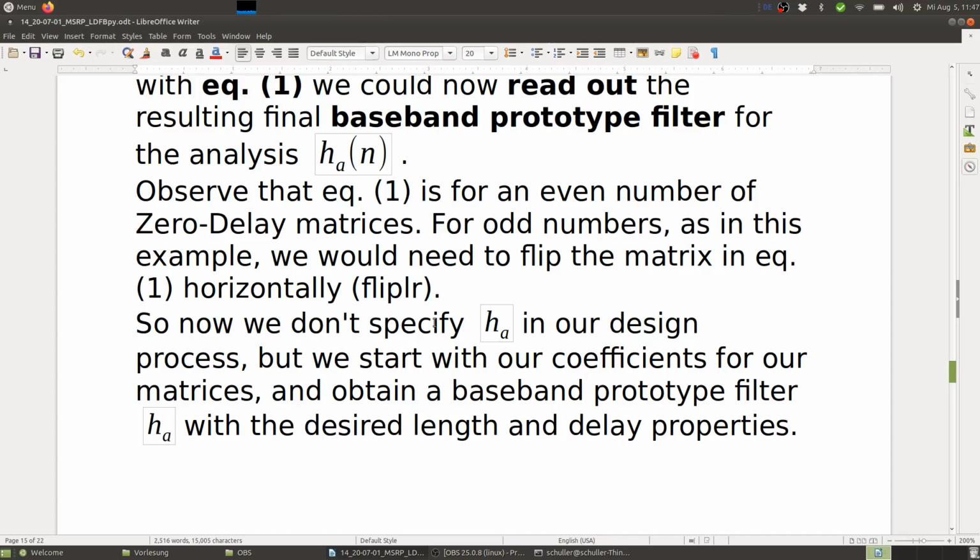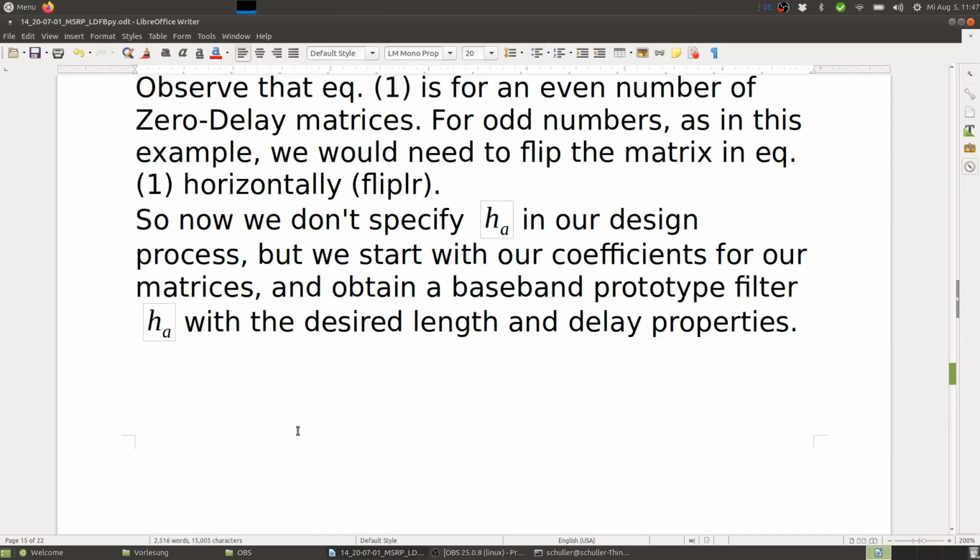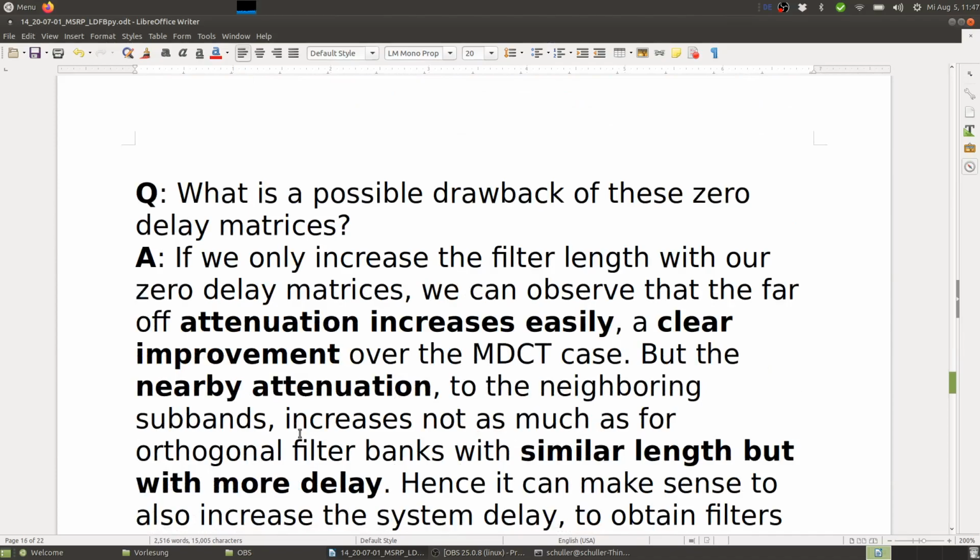So now we don't specify HA in our design process, but we start with the coefficients of our matrices and obtain a baseband prototype HA with the desired length and delay properties. So first we have some unknown coefficients, and from those unknown coefficients we obtain our baseband prototype, which we then can analyze and use as part of an optimization process.